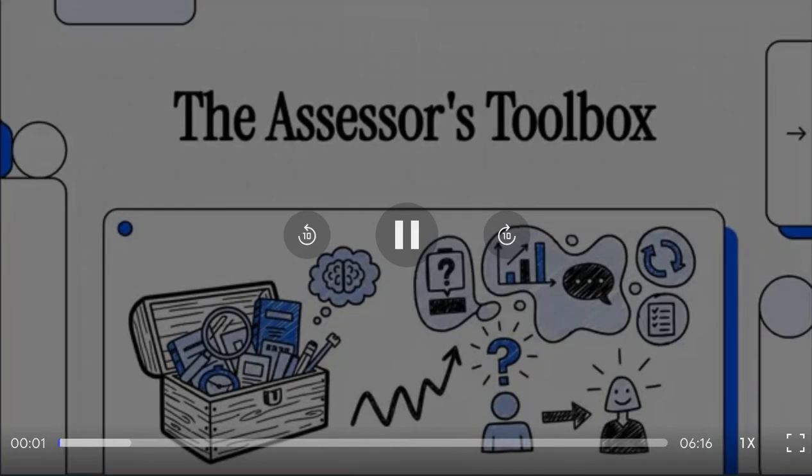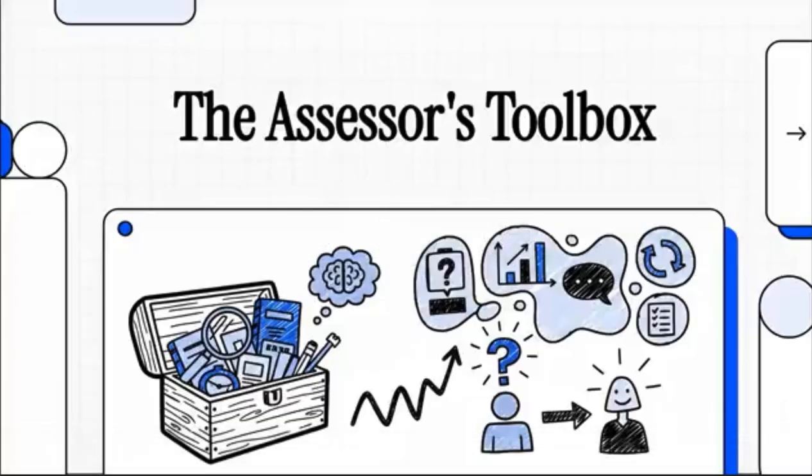When we think about school, we usually think about the final grade, right? An A, a B, maybe a 75%. But is that really the whole story? Today, we're going to pry open the assessor's toolbox and look at all the different ways we can figure out what students are actually learning.